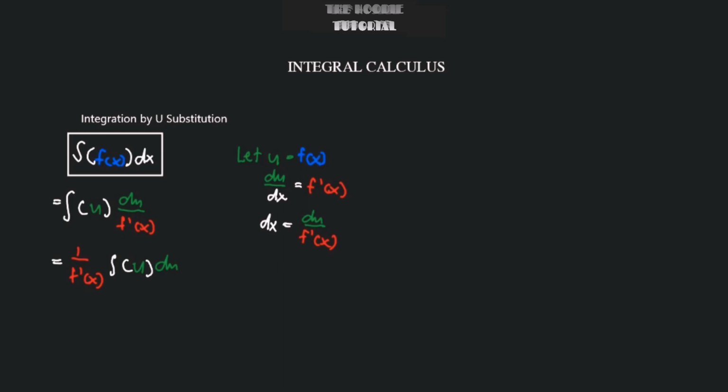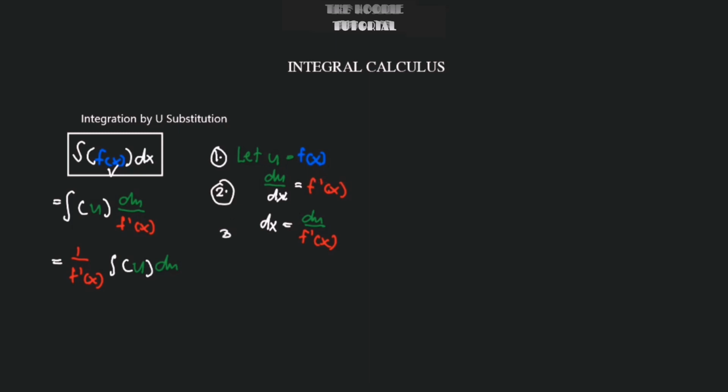If we have to integrate a function, f of x, with the differential dx, the first thing that we need to do is to let u be equal to that function, which is this one. The second step is to derive the value of u. That's why we have du over dx right there. Since our function is in terms of x, we need to derive it with respect to x. So du over dx would be equal to the derivative of that function. That's why we have f prime of x right here.